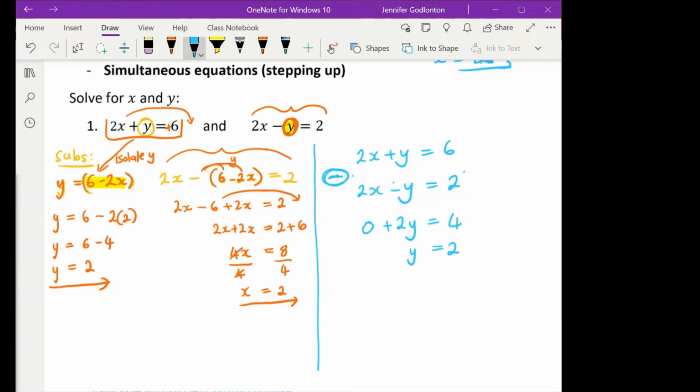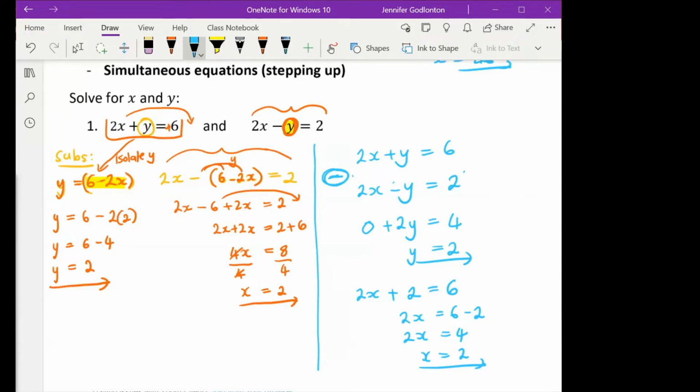Then we just use one of our equations to find x. So I've got 2x plus 2, because that's what y is, equals 6. So 2x equals 6 minus 2. 2x equals 4, which means x is equal to 2. So the left-hand side, we're looking at substitution. The right-hand side, we're looking at elimination.